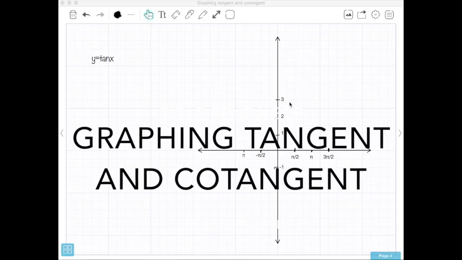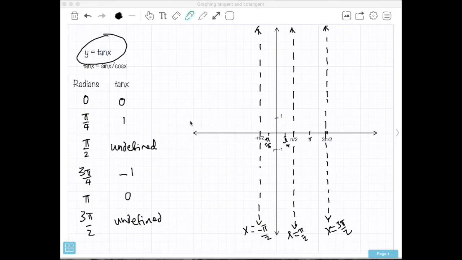Today, I'll be teaching you how to graph tangent and cotangent functions. We'll start with tangent. When graphing, we first need to put down the asymptotes. The asymptotes are places that the graph will approach but never reach. We can see here that the asymptotes of tangent are at negative pi over 2, pi over 2, and 3 pi over 2. Then, you find the midpoint between the two asymptotes.